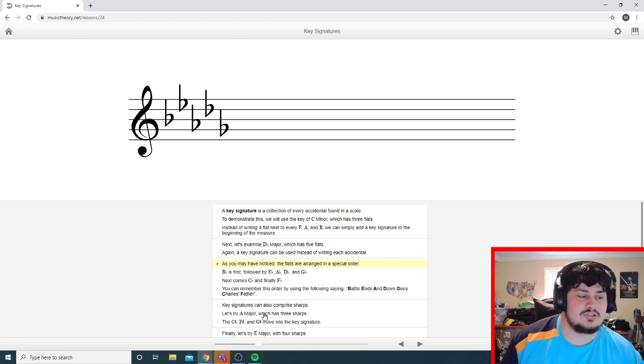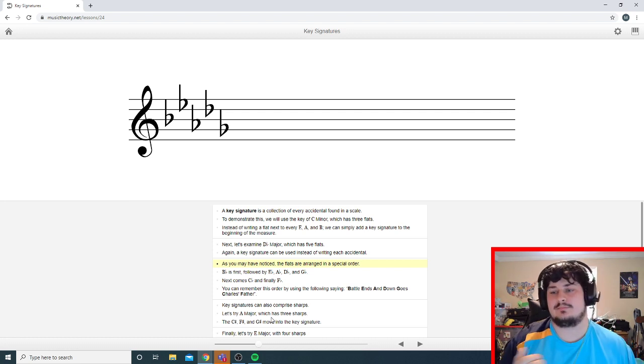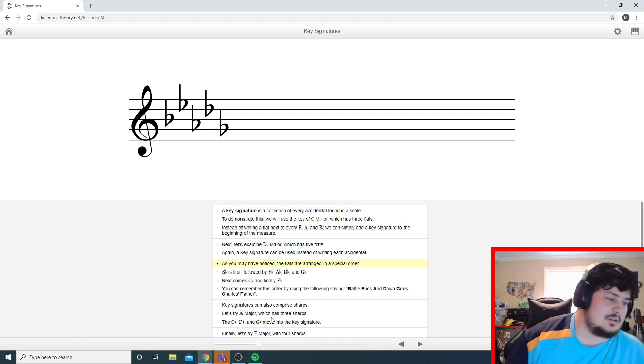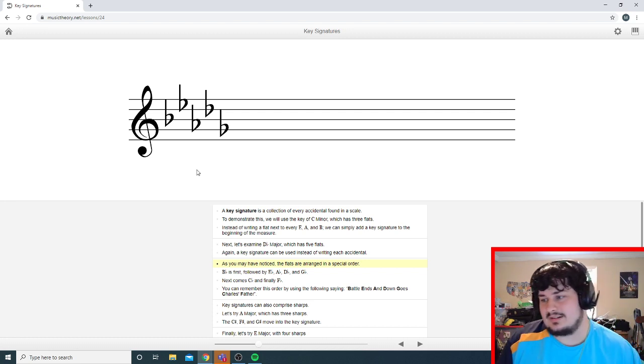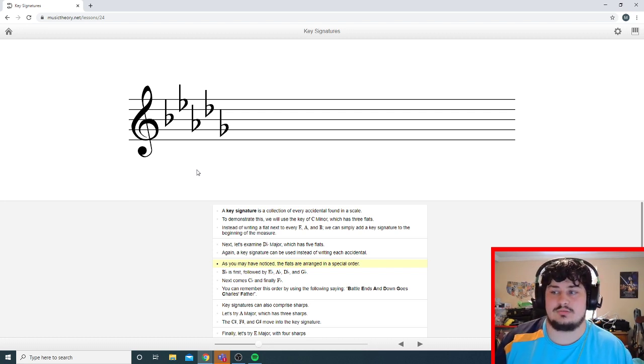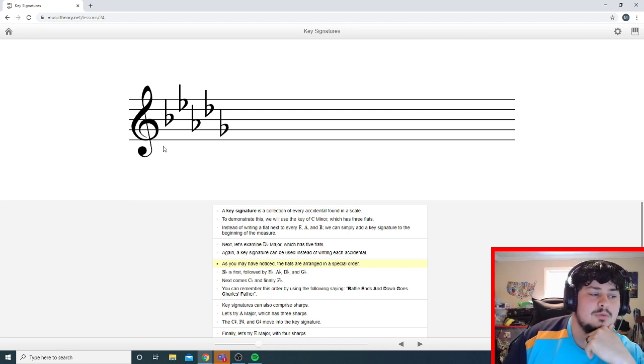And then there is an order to the sharps. It's literally the same thing backwards, starting with F. So you go F, C, G, D, A, E, B. Order of sharps, super easy. By the way, the stream today will be relatively short. So we're going to talk about how we read this.